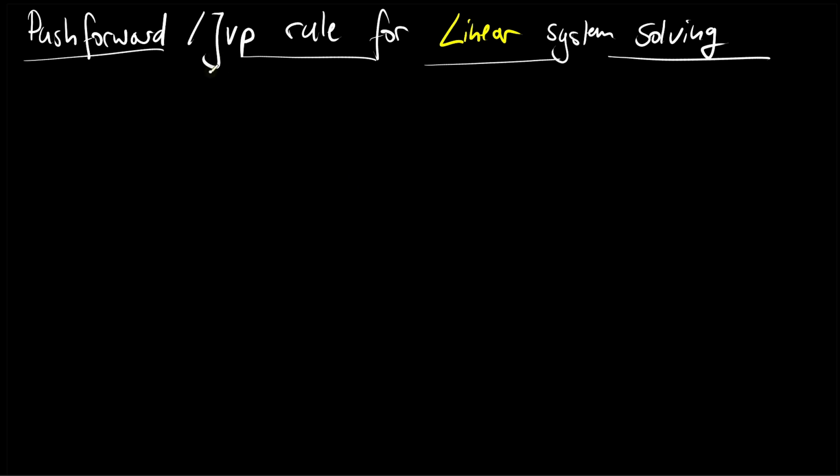In this video, we're going to derive the Pushforward or Jacobian-vector product rule for linear system solving, or the solution to linear systems of equations. You can maybe think of them as a function that takes a matrix A as well as a right-hand side vector B and is then given implicitly by the solution to a linear system of equations.